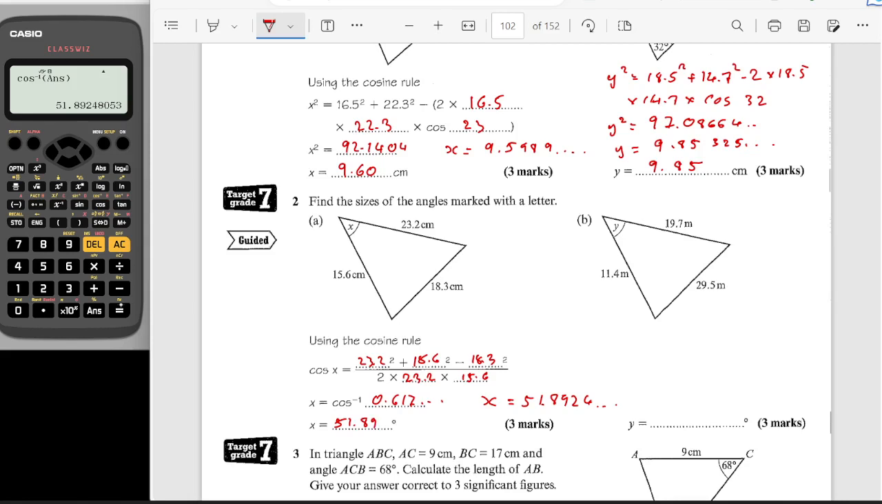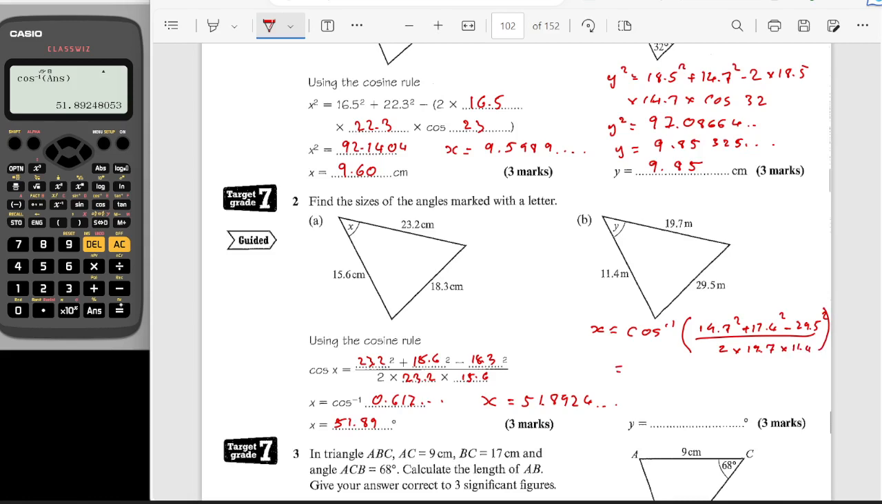And my next one, exactly the same really. I'm going to actually go slightly further. I'm going to type it in as cos to the minus 1 of 19.7 squared plus 11.4 squared minus 29.5 squared divided by 2 lots of 19.7 times by 11.4.